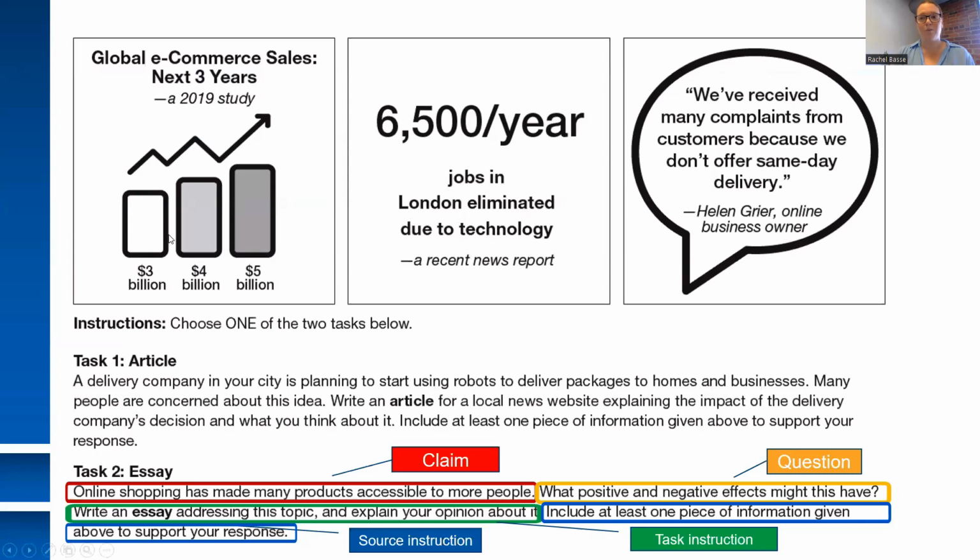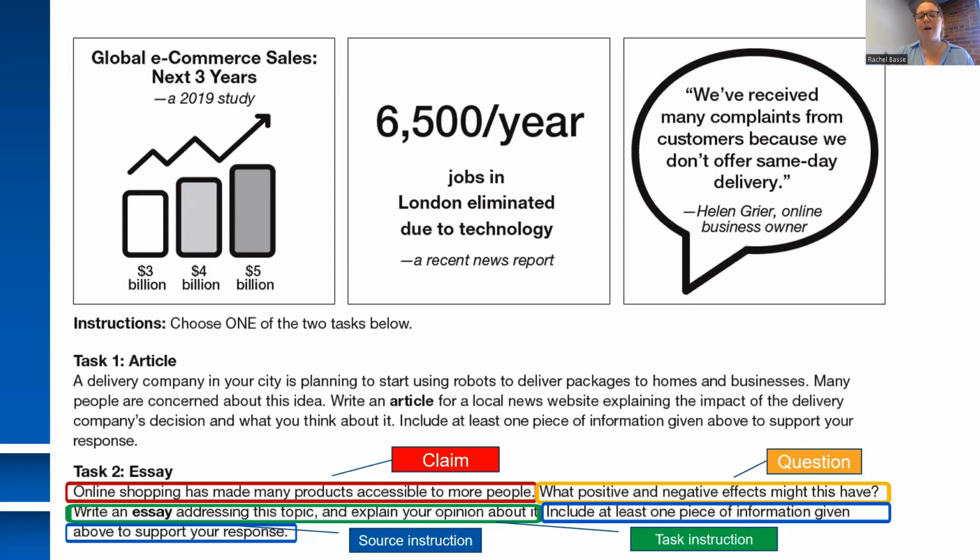This usually starts with a real life example of something that's happening. A delivery company in your city is planning to start using robots to deliver packages to homes and businesses. Many people are concerned about this idea, so the multiple viewpoints on this issue come into play. That's very important. Write an article for a local news website explaining the impact of the delivery company's decision and what you think about it.